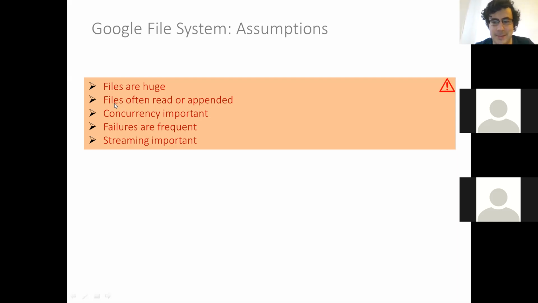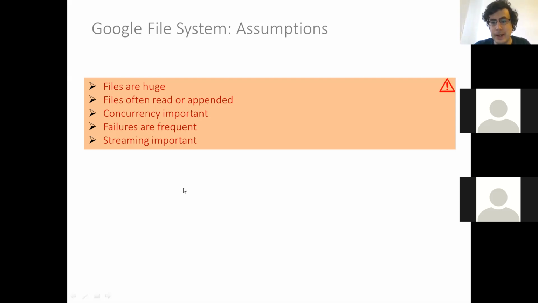Now, Google File System does allow for some changes, but the system's not optimized for that, right? Concurrency is important, where we might need to read from multiple clients, might need to read data at the same time. Failures are frequent. Even if we're reading a large file, that could take quite a long time. And within that time, one could expect that a failure might happen.